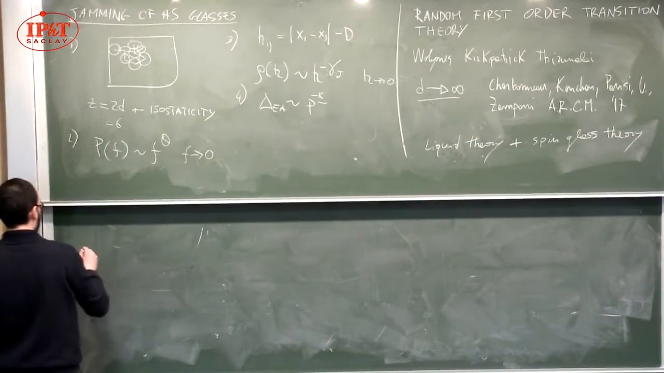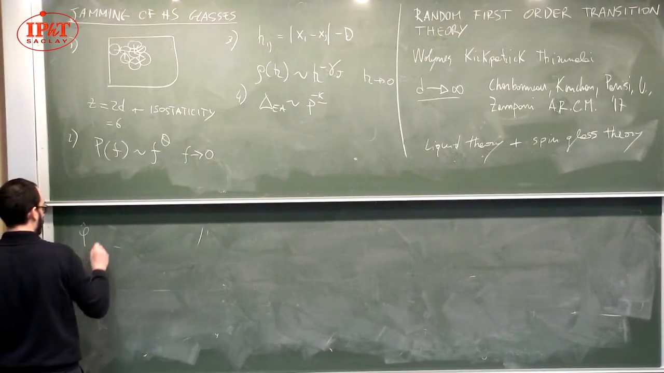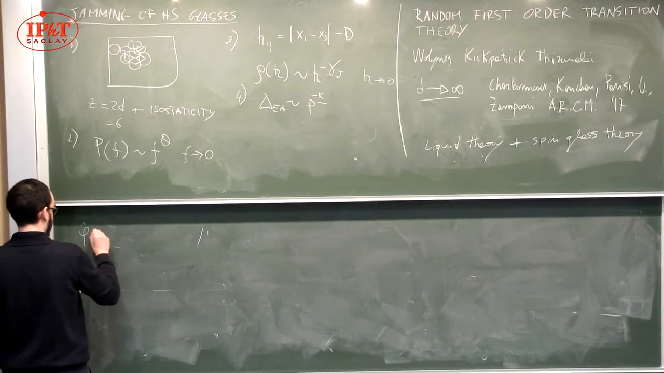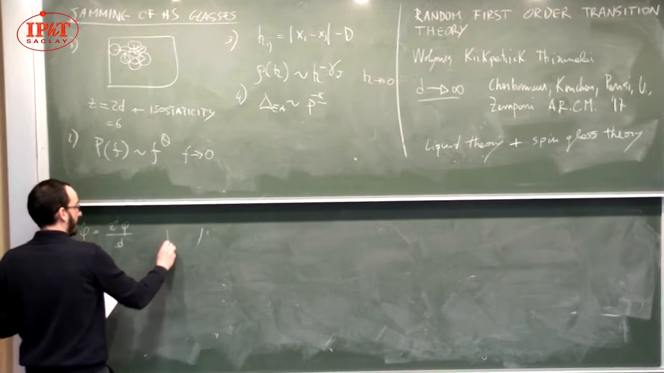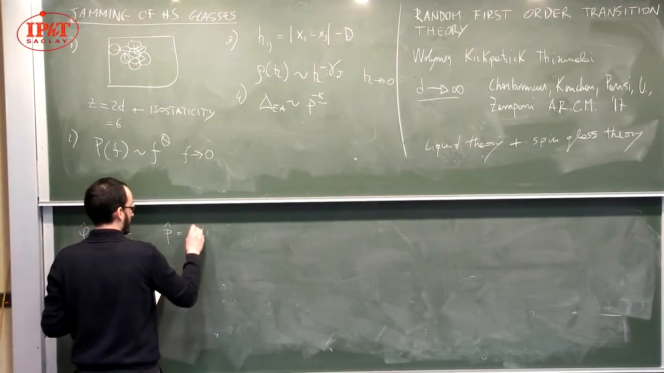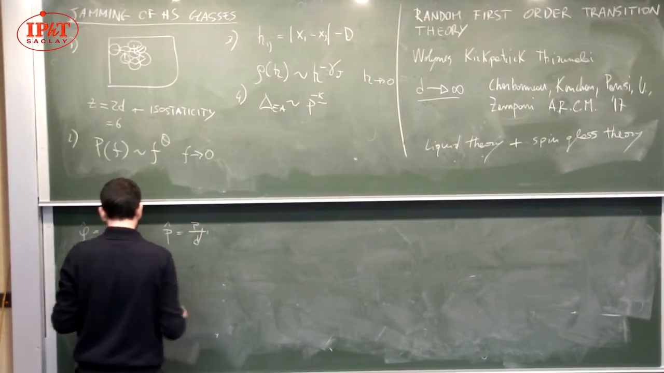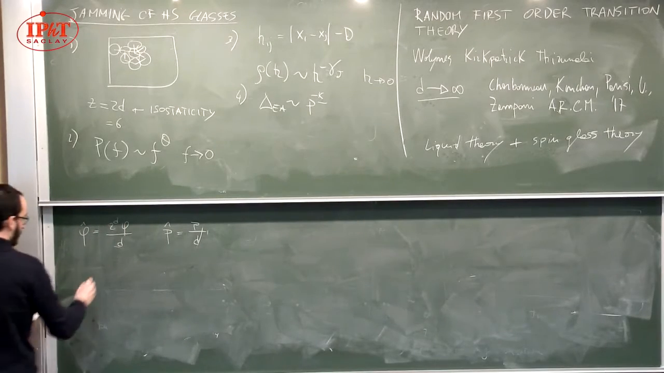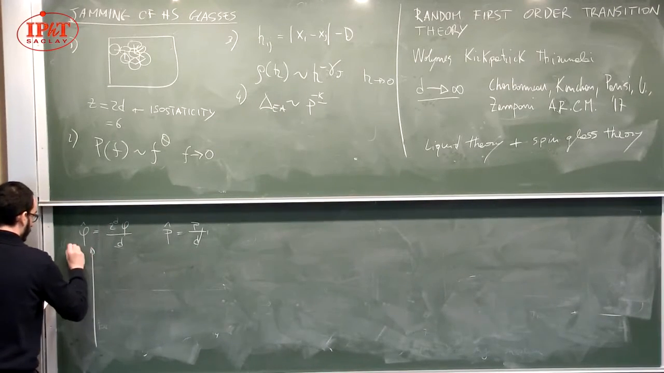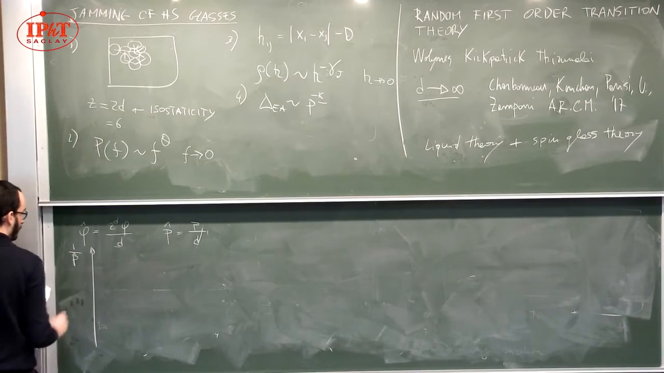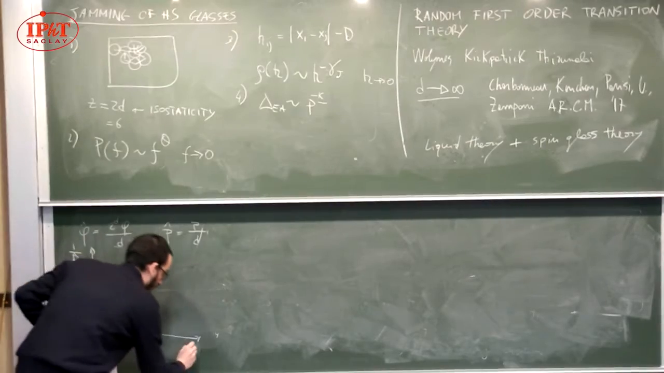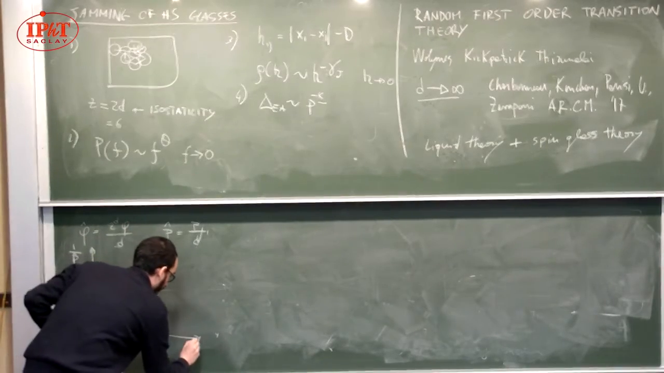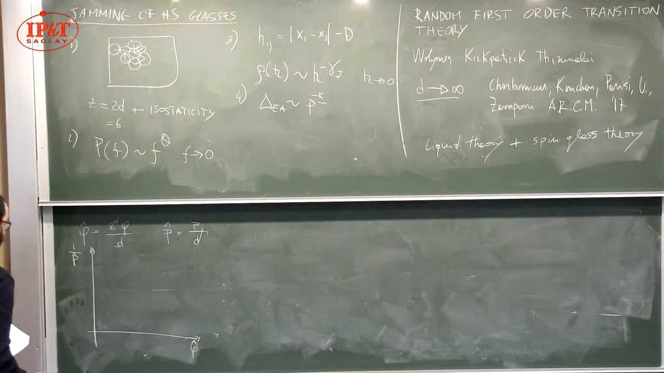When you go to large dimension, you can define a reduced, scaled packing fraction, let's say 2 to the d divided by d, and a scaled reduced pressure, which is just P over d. And you can plot a phase diagram here. Here I put 1 over the scaled pressure versus the scaled packing fraction. And the phase diagram is the following.